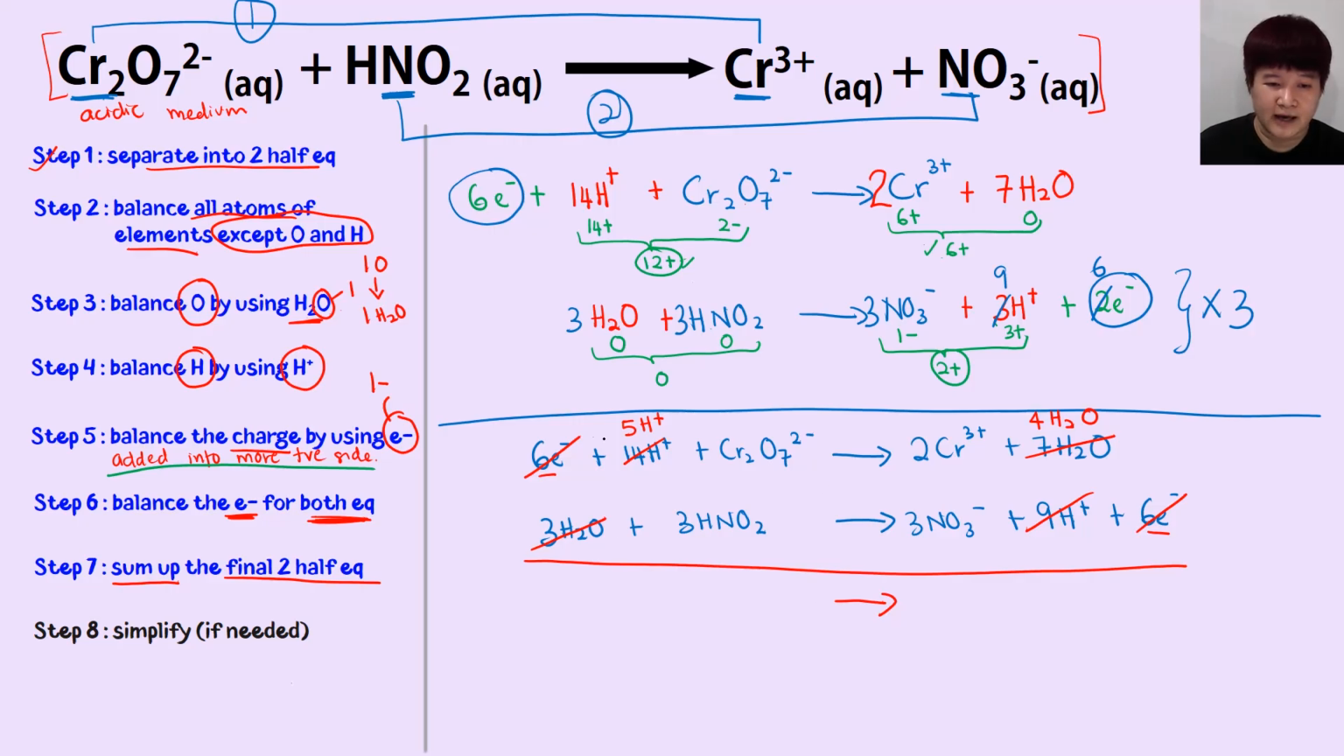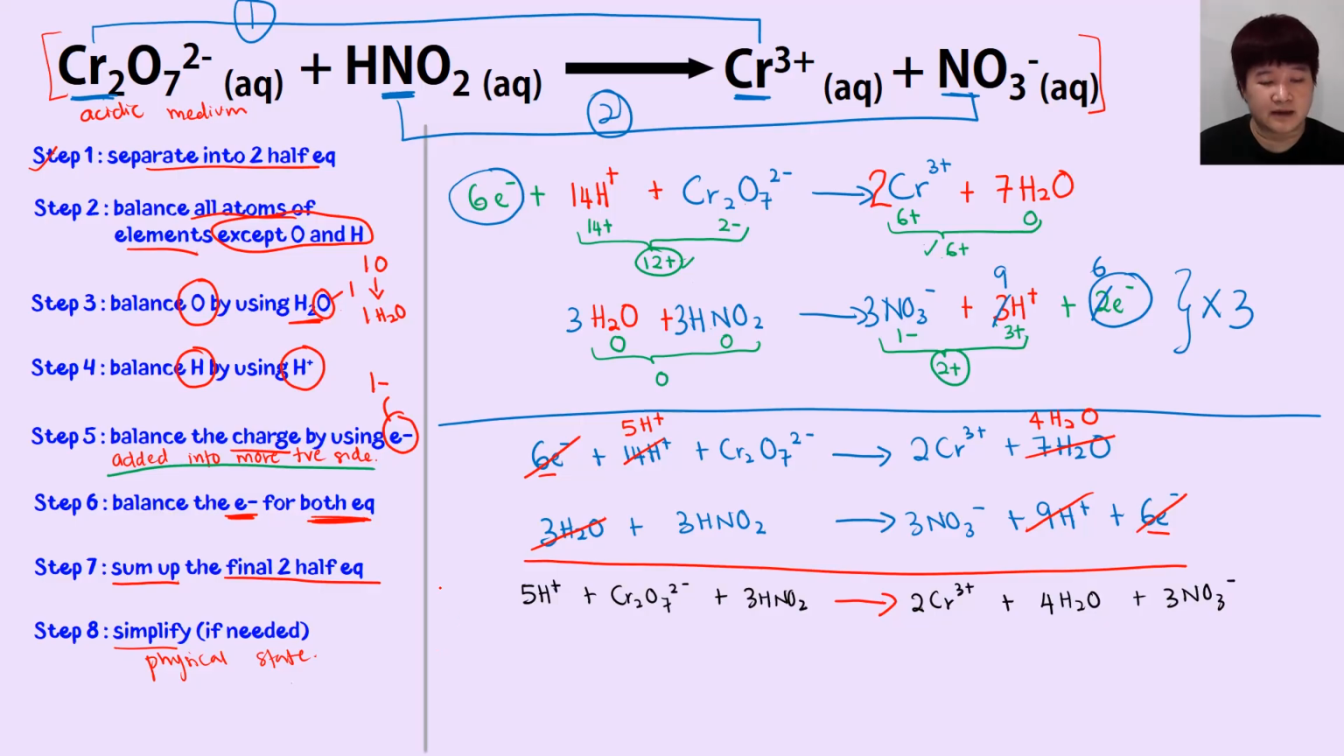Everything that's sitting before the arrow will remain on the same side. Everything after the arrow will remain on the product side. So you have 5H plus, Cr2O7 2- plus 3HNO2 forming 2Cr3 plus 4H2O plus 3NO3 minus. And last but not least, we are going to simplify if needed, and also we are going to put in the physical states to make it a complete balanced chemical equation.